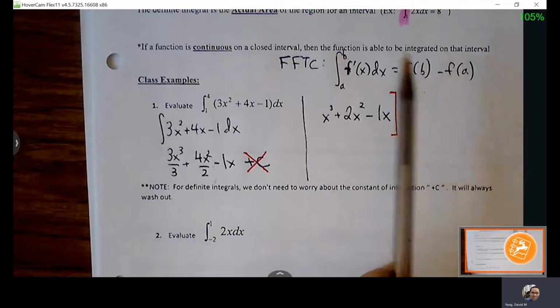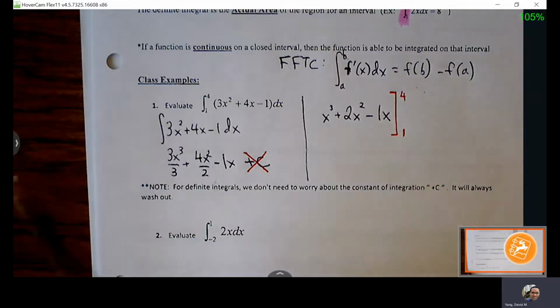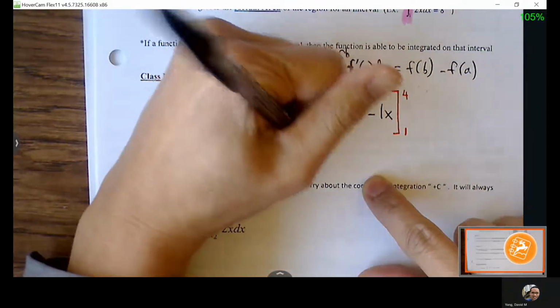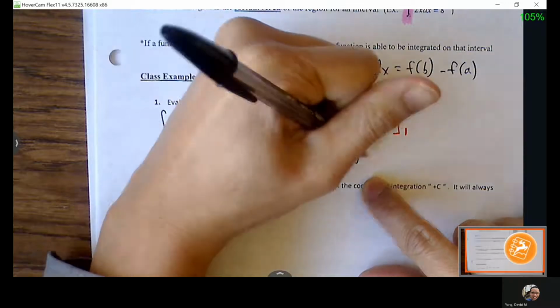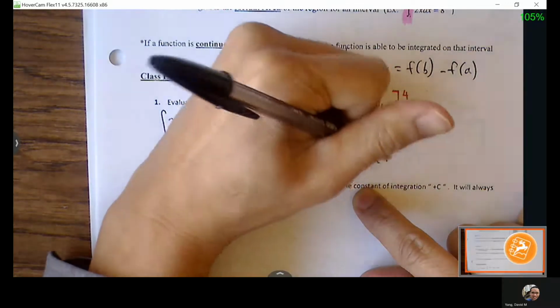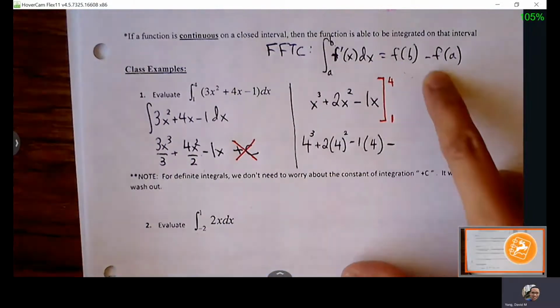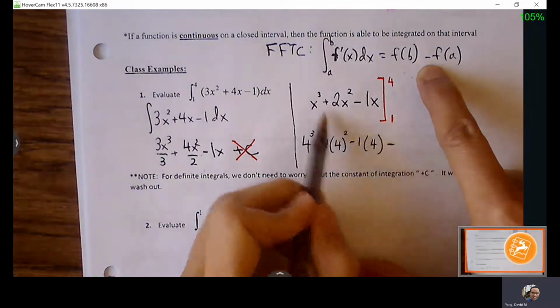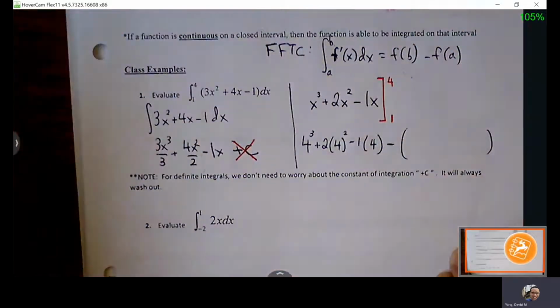Whatever is sitting in the upper bound gets inserted in first. So 4 will get inserted for all the x's. Okay, minus, now we work in the lower bound. Okay, so 1 gets inserted for all the x's. Big parentheses here.